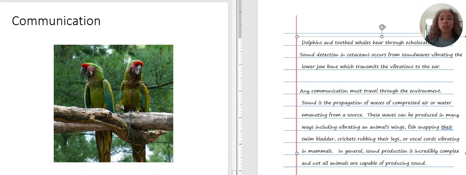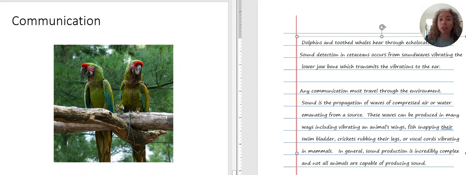Any communication must travel through the environment. And animals live in a wide variety of environments, ranging from small microhabitats all the way up to acres and acres of land. And communication will also differ in aquatic habitats compared to terrestrial habitats.